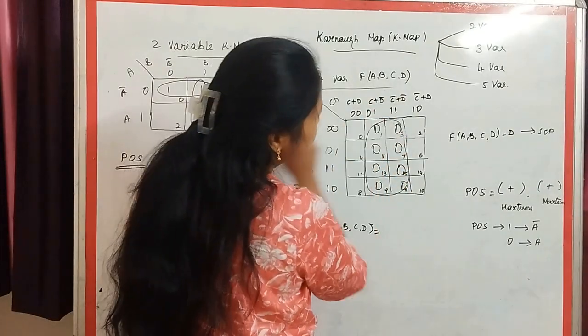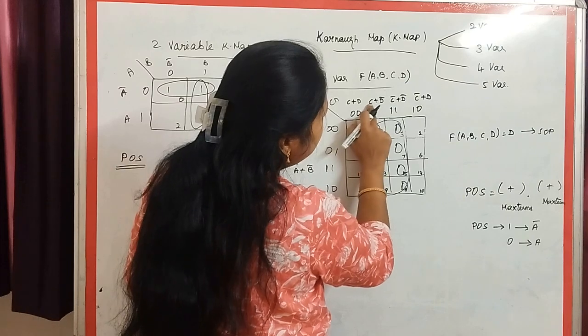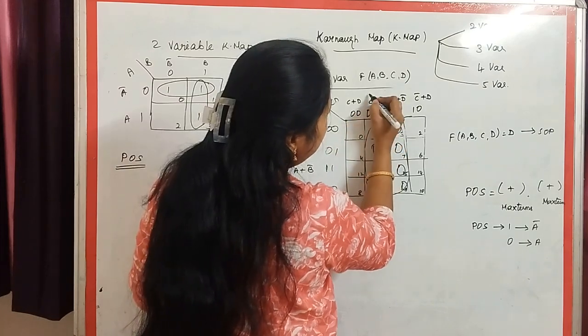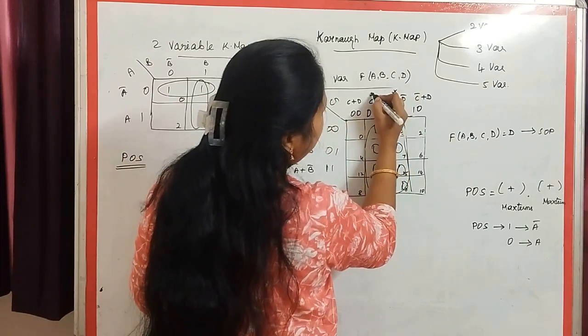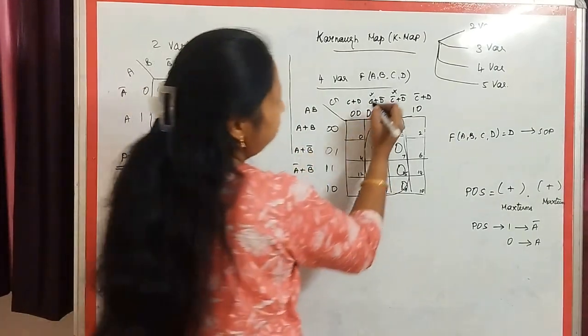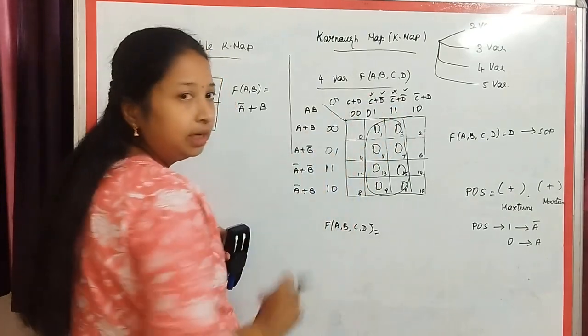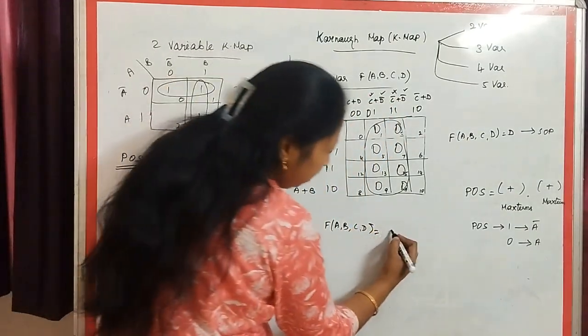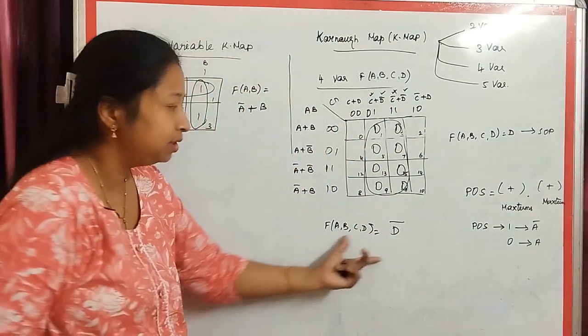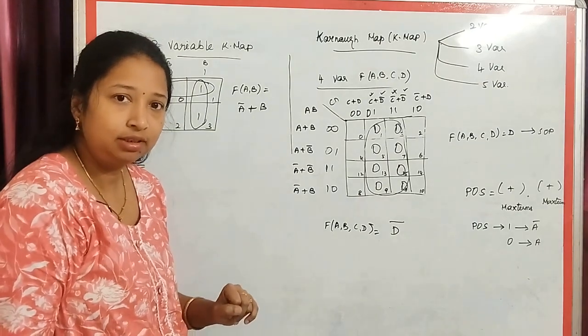Okay, now let's check on the horizontal part. Check on the first variable. Here it is C, here it is C bar. Both are varying, so I cannot take it. Check on the second term. Here it is D, here it is D bar, here again it is D bar. So only D bar is common. So my final expression will be like this.